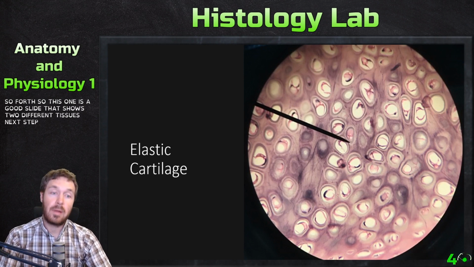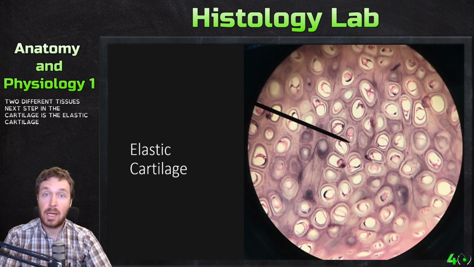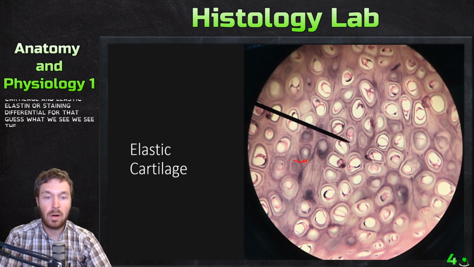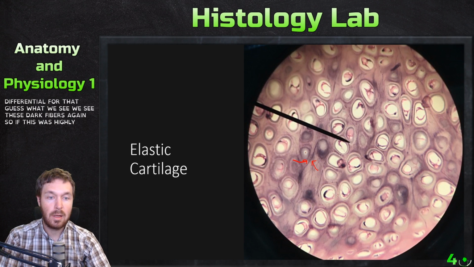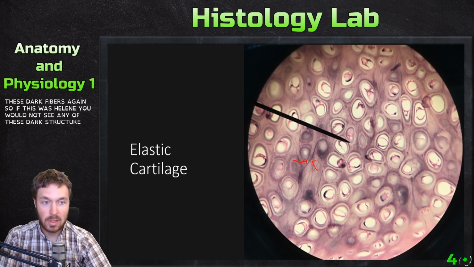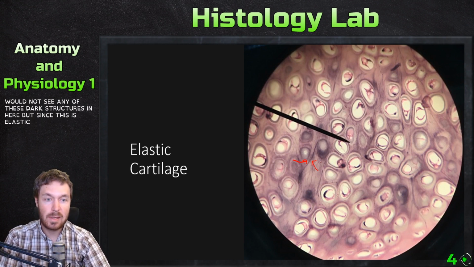Next up in the cartilage is the elastic cartilage, and elastin, we're staining differentially for that. Guess what we see? We see these dark fibers again. If this was hyaline, you would not see any of these dark structures in here. But since this is elastic, we see these dark structures. So this could be from the epiglottis or the ear.